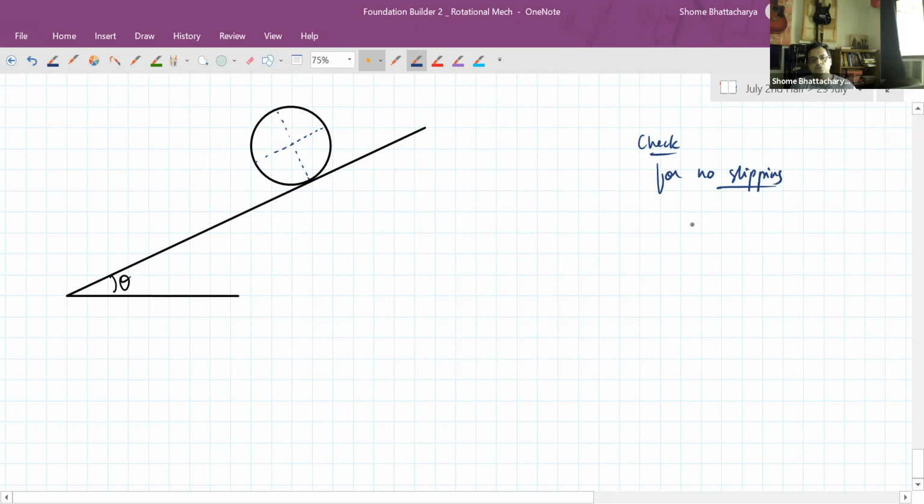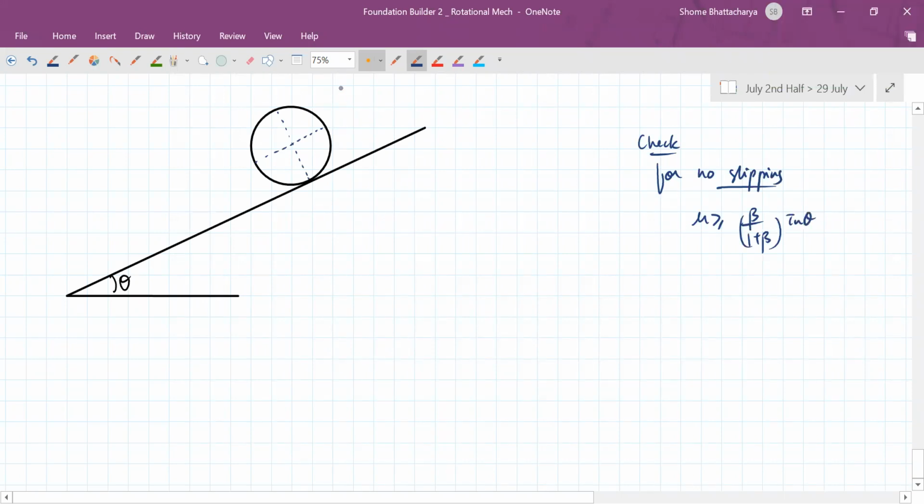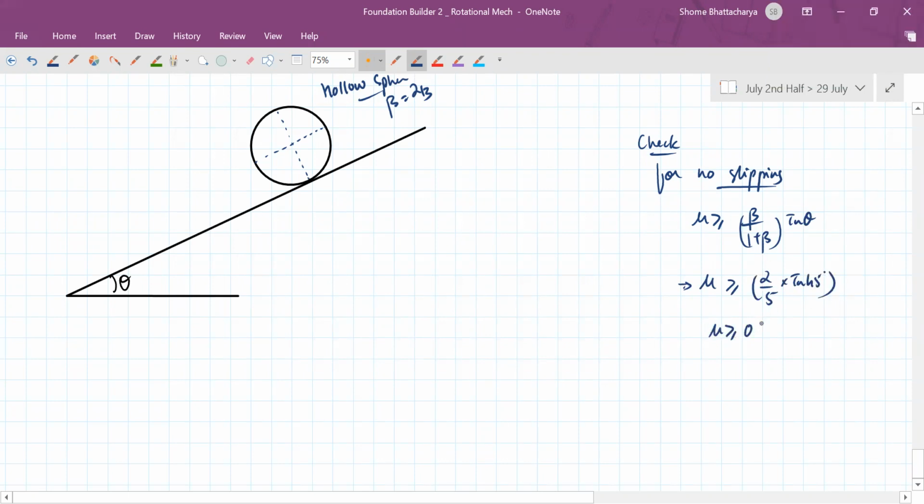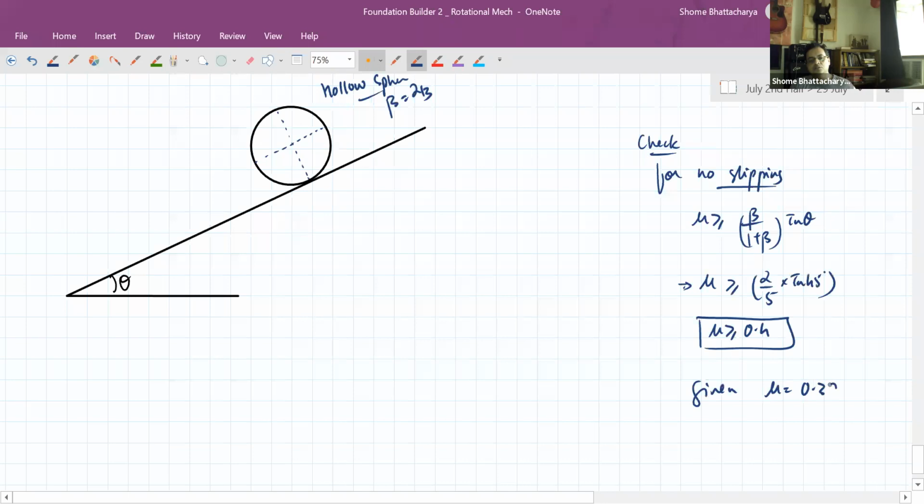So we can already see that when we check the value for the no slipping condition, we saw that mu should be greater than or equal to beta upon 1 plus beta into tan theta. Now here it's a hollow sphere, so beta's value is 2/3. So mu should be greater than or equal to 2/5 into tan 45, which comes out to 0.4, whereas the given value of mu is 0.32. So this condition is not getting satisfied.